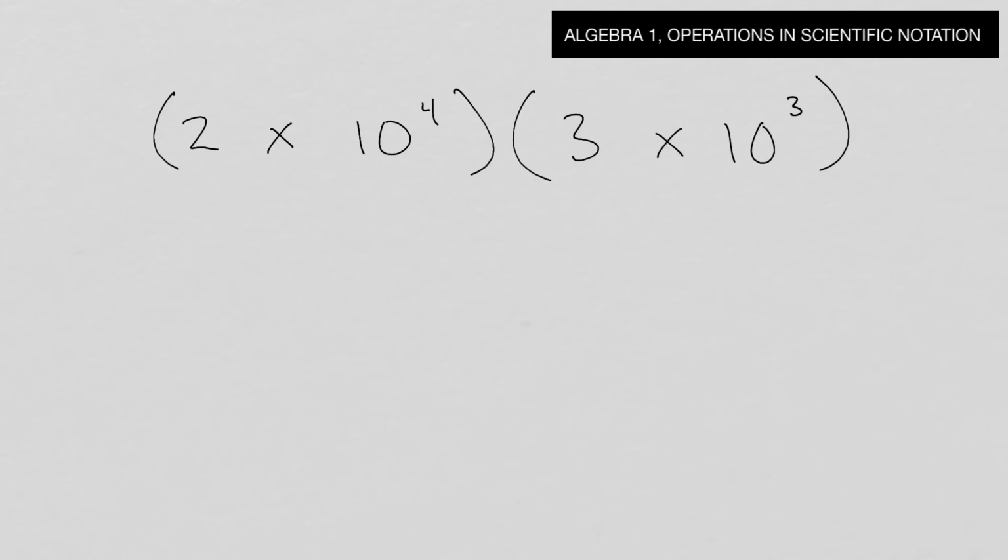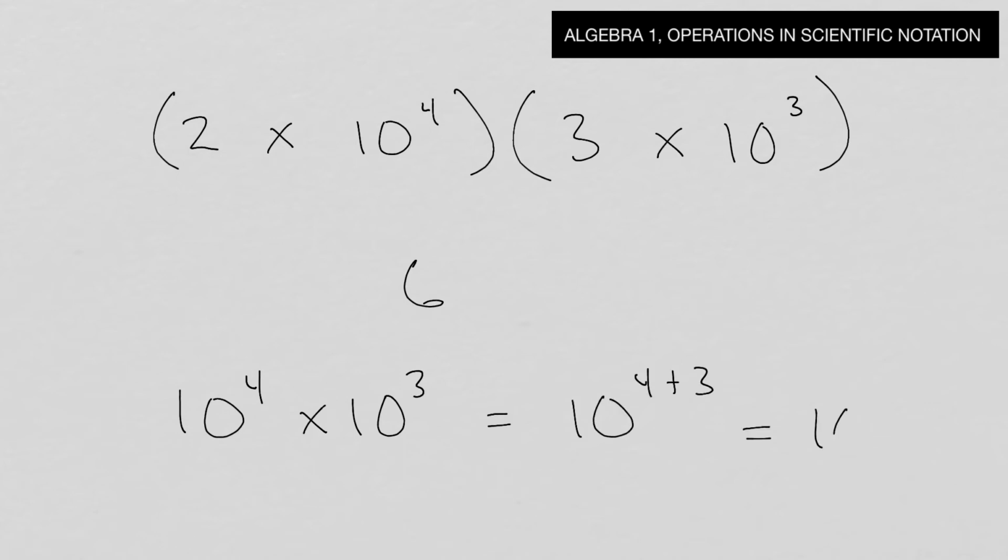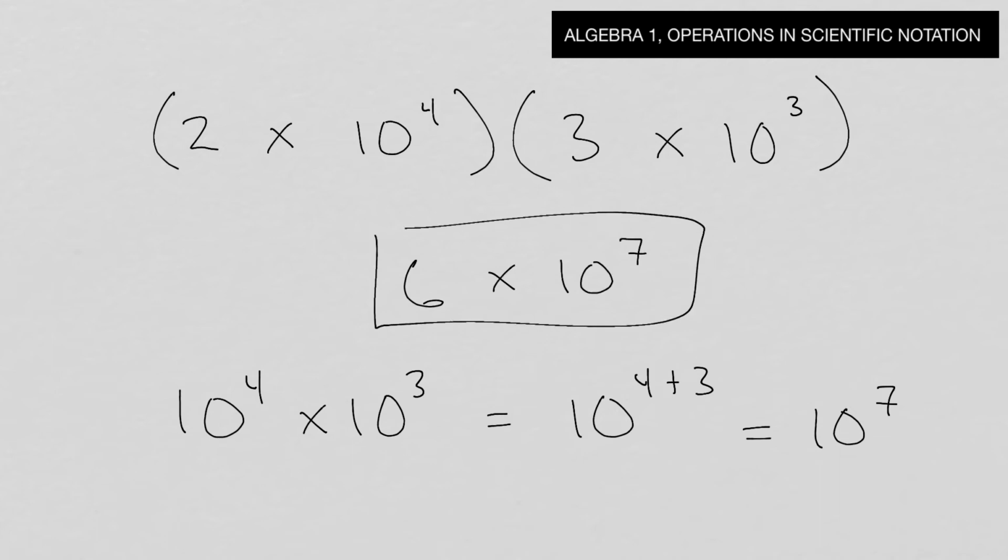So what happens when you have two scientific notations that are being multiplied together? What you're going to do is take these numbers here, 2 and 3. We're going to ignore this for right now. We're just going to take 2 and 3 and multiply those together. 2 times 3 equals 6. So we have this number 6. Now we're going to take the powers of 10. So we have 10 to the 4th times 10 cubed. That equals 10 to the 4 plus 3. That equals 10 to the 7th power. So we have 6 times 10 to the 7th power. Here's our answer.